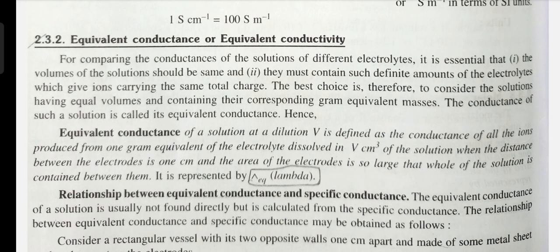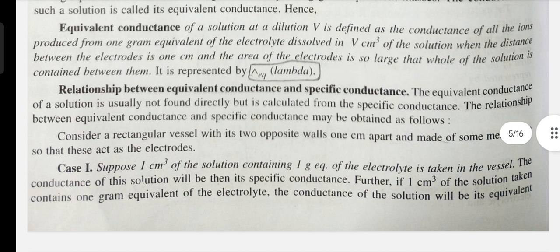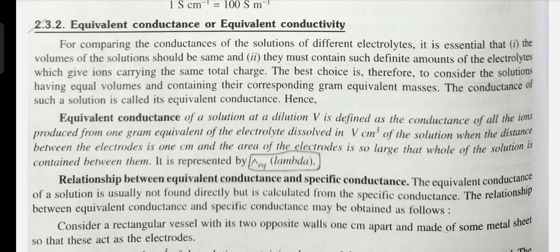Equivalent conductance or equivalent conductivity. Equivalent conductance of a solution at a dilution V is defined as the conductance of all the ions produced from 1 gram equivalent of the electrolyte dissolved in V centimeter cube of the solution, when the distance between the electrodes is 1 centimeter and the area of the electrode is so large that the whole of the solution is contained between them. It is represented by lambda.